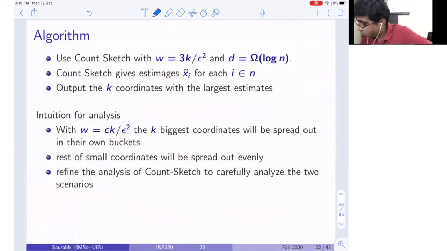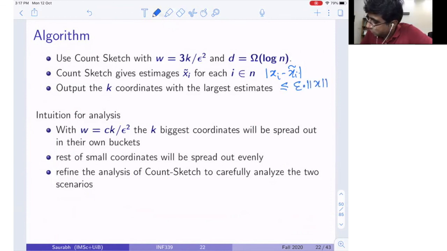So notice that what this xi tilde gives you is an estimate such that xi minus xi tilde, sorry, what I'm writing, is less than or equal to epsilon times the 2 norm. This is what we proved. Okay, so we'll refine the analysis of count sketch to carefully analyze the two scenarios.